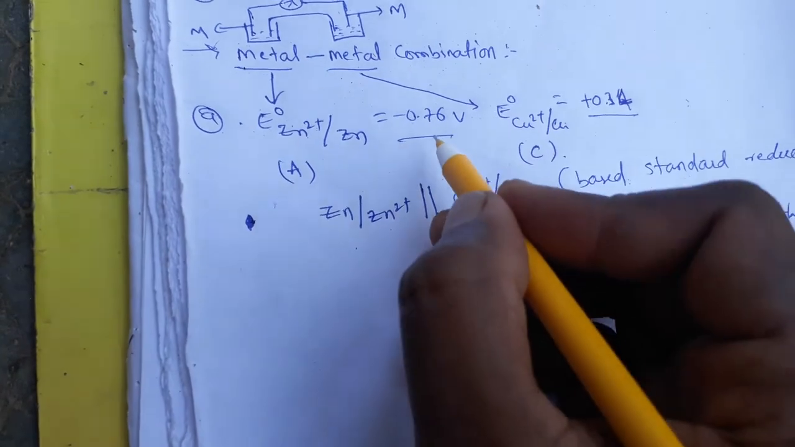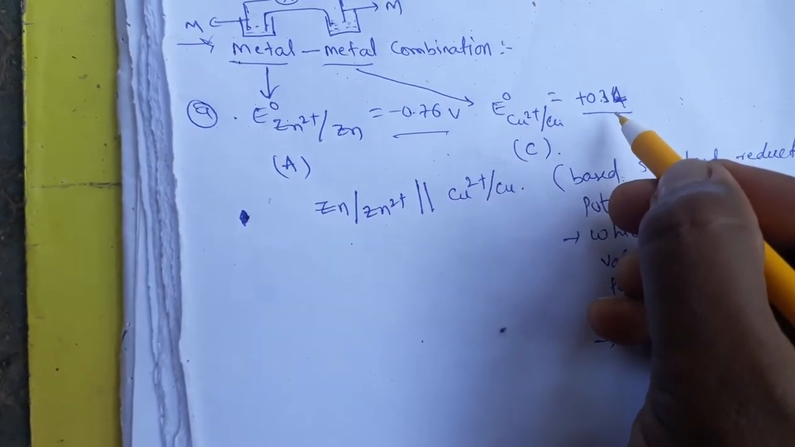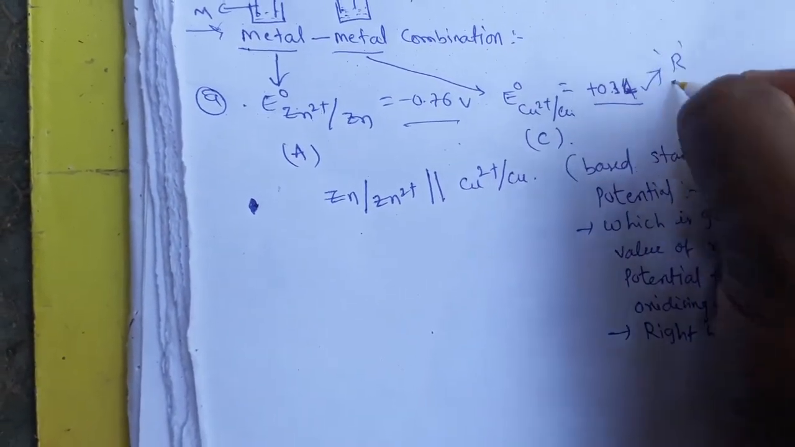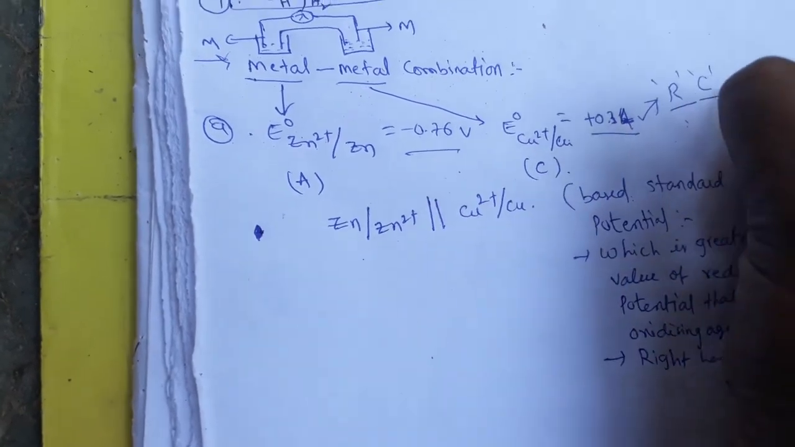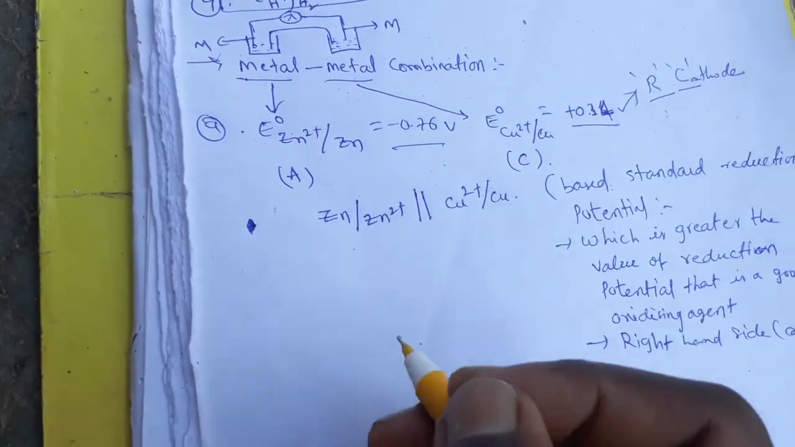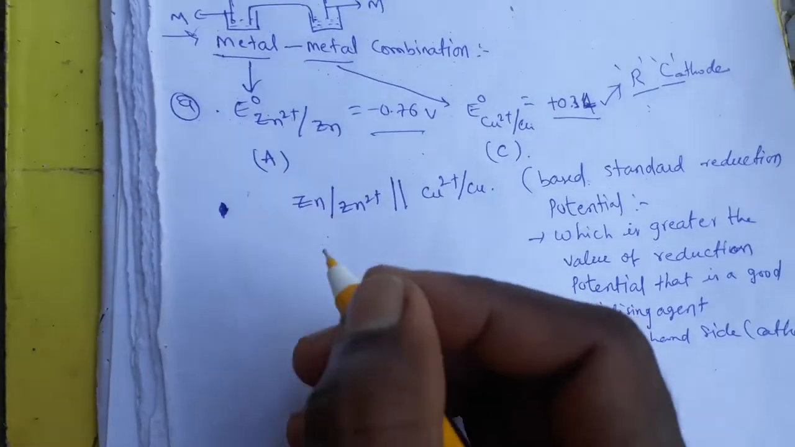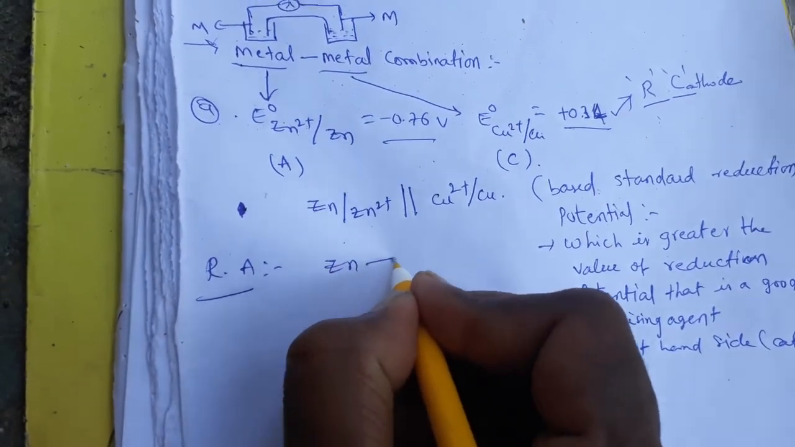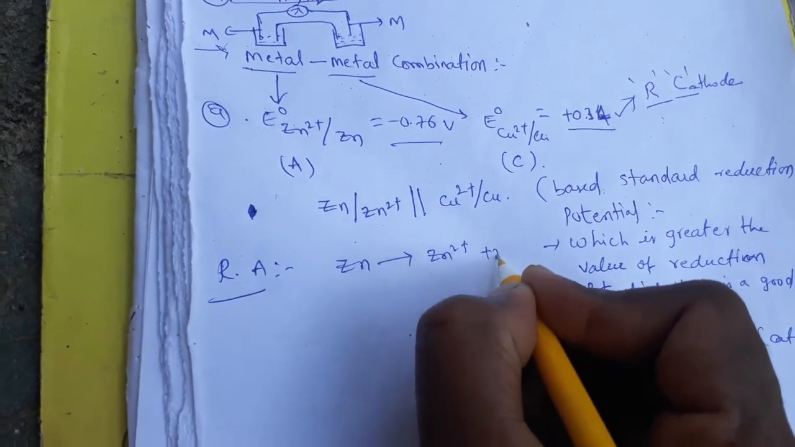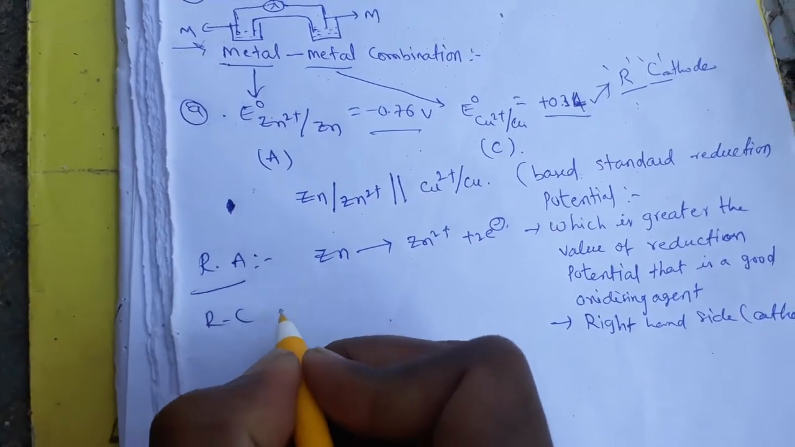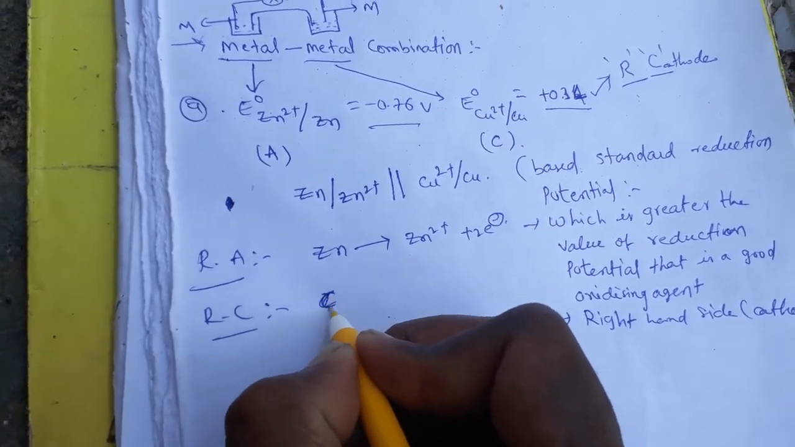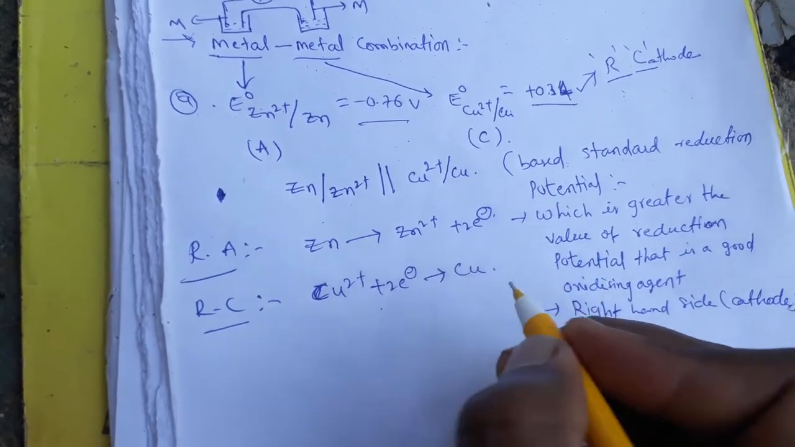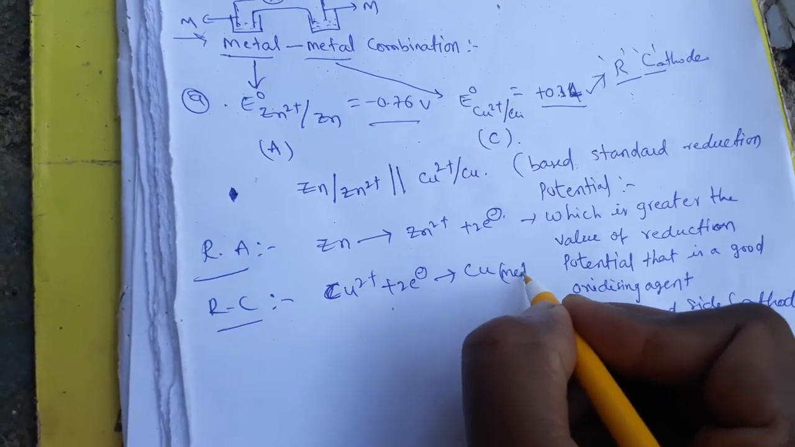If you compare minus 0.76 and plus 0.34, which one is the higher value? Obviously plus 0.34, so it comes on the right side, meaning it is the cathode. What is the reaction at the anode? Anode is oxidation, so zinc goes to zinc 2 plus plus 2 electrons. The reaction at the cathode is reduction: copper 2 plus takes 2 electrons and goes to copper metal. Here copper metal is depositing.